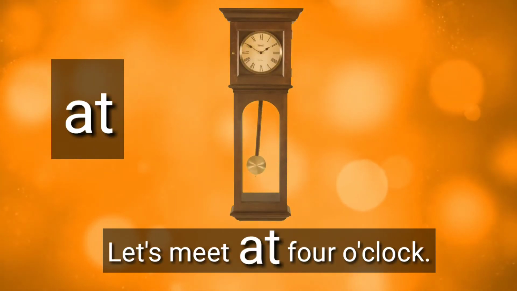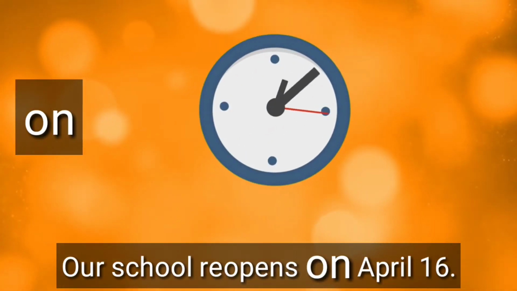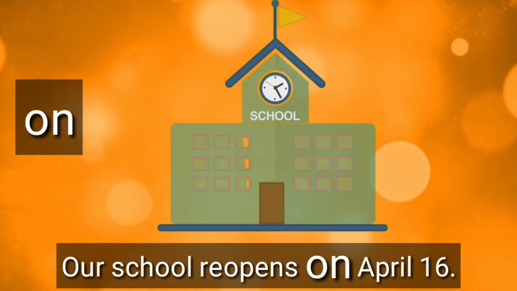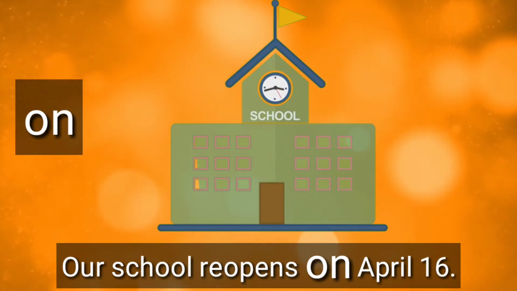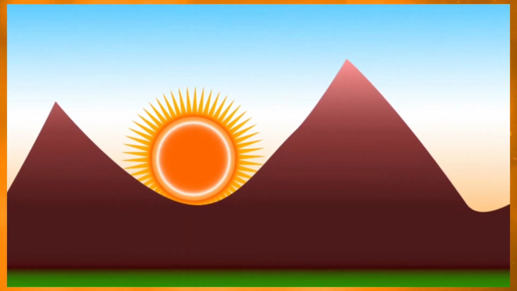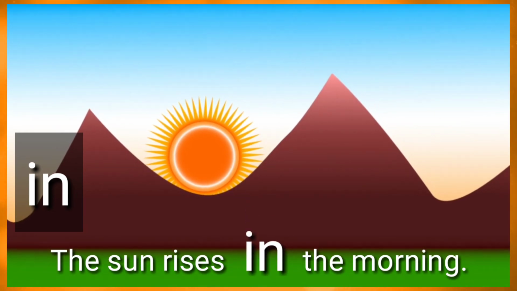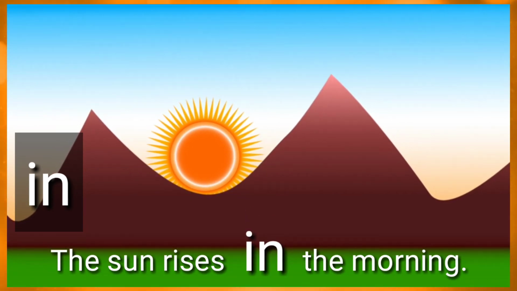Let's meet at 4 o'clock. Here at is used as the preposition of time. Our school reopens on April 16. On is used as preposition of time. The sun rises in the morning. Here in is used as preposition of time.